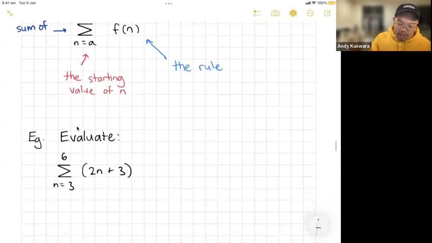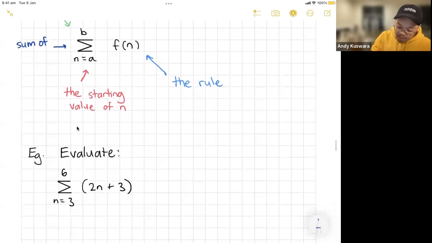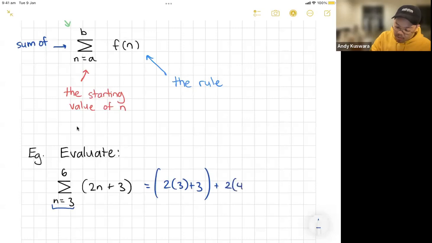Let's do an example so you can see this. So I'm going to scroll down. I'll keep that there so we can see. Essentially, we're going to evaluate this thing. It's the sum of, and I'm going to start with n equals 3. So in other words, it's going to be 2 times 3 plus 3. That's your first term. And then I'm going to keep going until I reach 6. So the next one's going to be plus 2 times 4 plus 3. That's your second term. Plus 2 times 5 plus 3.